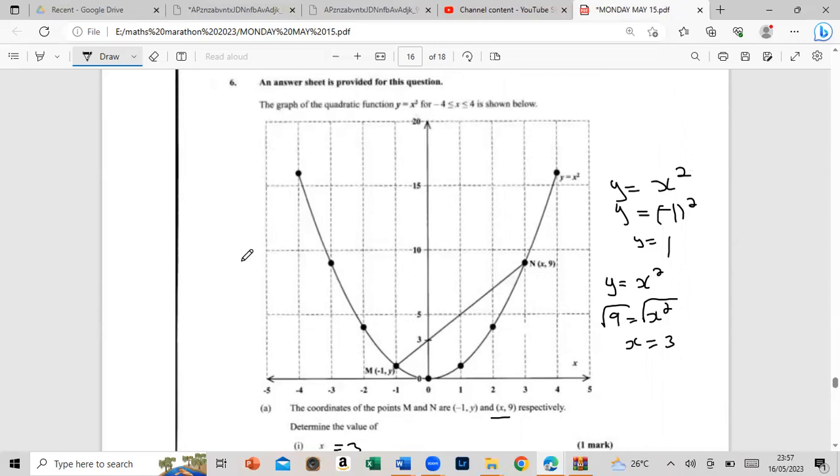So, to find the gradient, we're going to use y2 minus y1 over x2 minus x1. Know that this was 3, 9, right? 3, 9. And this was negative 1, 1. So I'm going to name this as 2. So y2 is 9, and x1 will be negative 1, so minus minus 1. And 9 minus 1 is 8. This is going to add, so we get 4 because both of them are negative. So the gradient is 2.